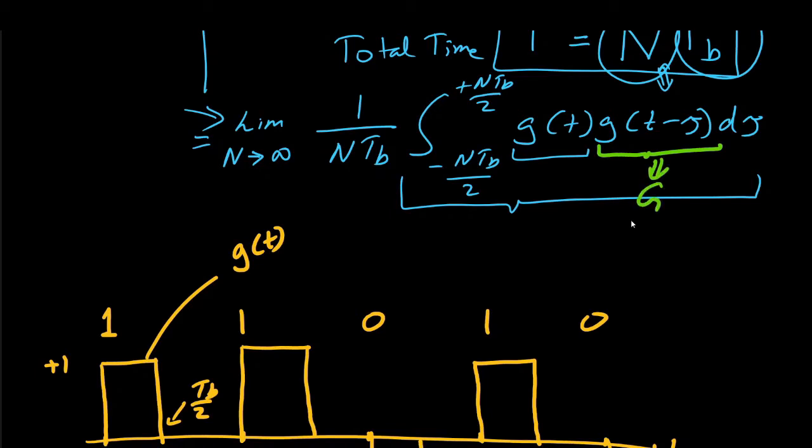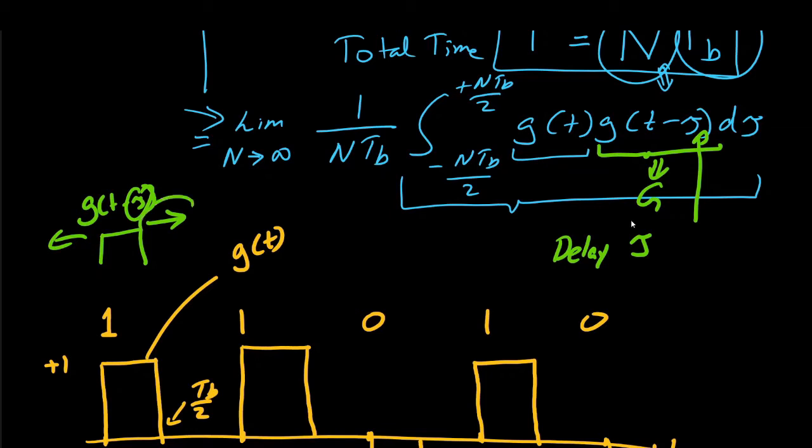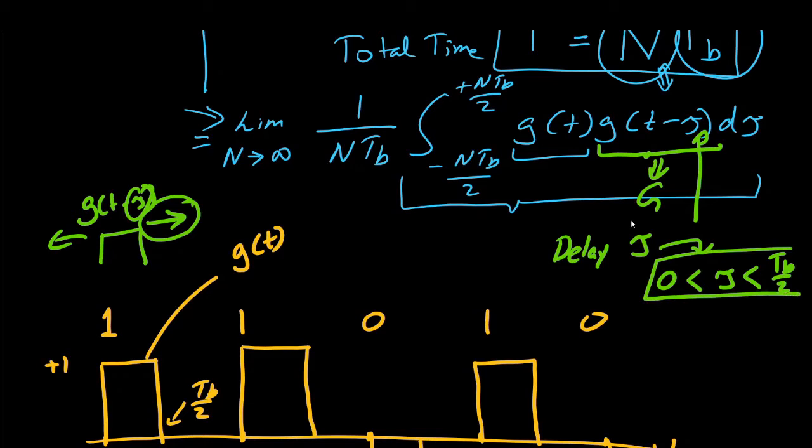g of t minus tau means the delay by tau units. That is, we are having g of t minus tau, and based on the value of tau, we are moving it towards the right or left. For the time being, let us consider only the condition of delay, that is movement towards the right. So we say that this tau is between 0 and TB by 2. This is the first condition, and the second condition is that this tau is between TB by 2 and TB.